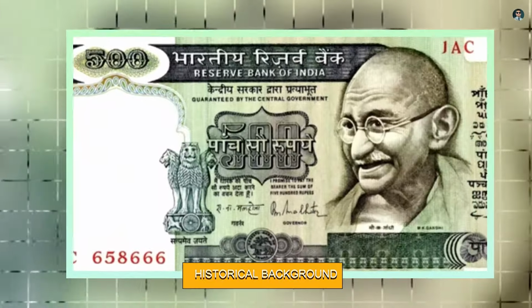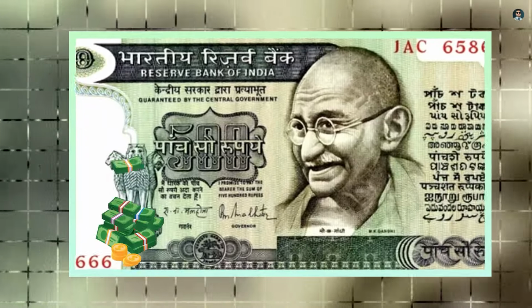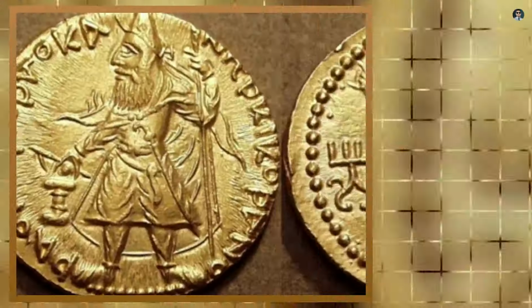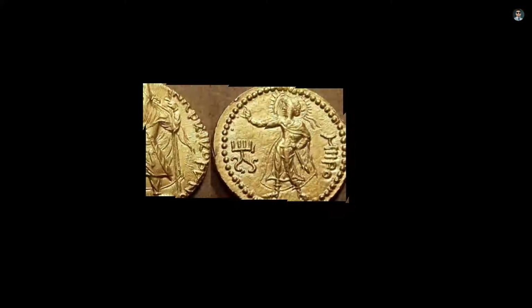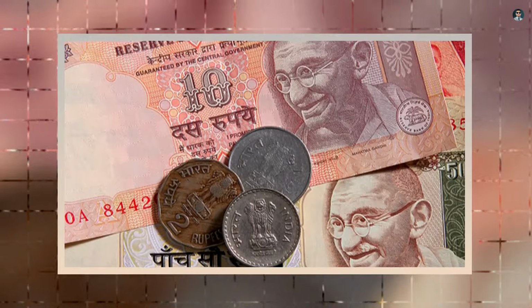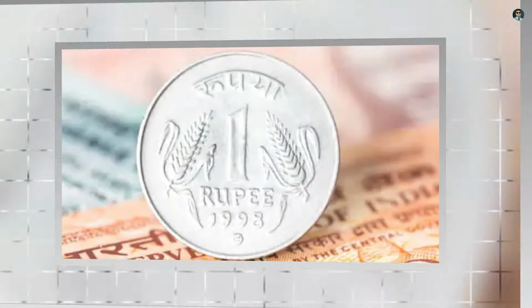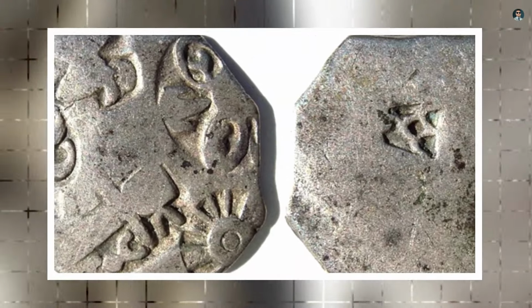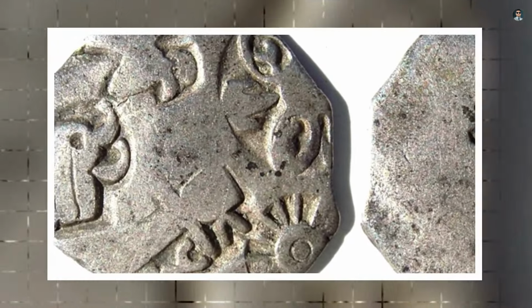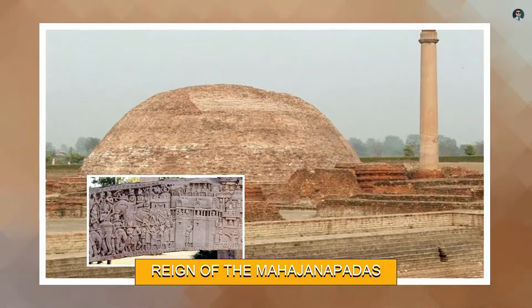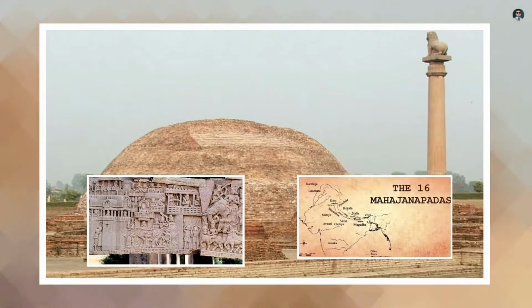Historical background. The history of the Indian rupee can be traced back to ancient India, where trade was conducted using a variety of coins. The term rupee is derived from the Sanskrit word rupya, meaning wrought silver, or a coin of silver. The first known use of the term dates back to the 6th century BCE, during the reign of the Mahajanapadas, a confederation of states in northern India.